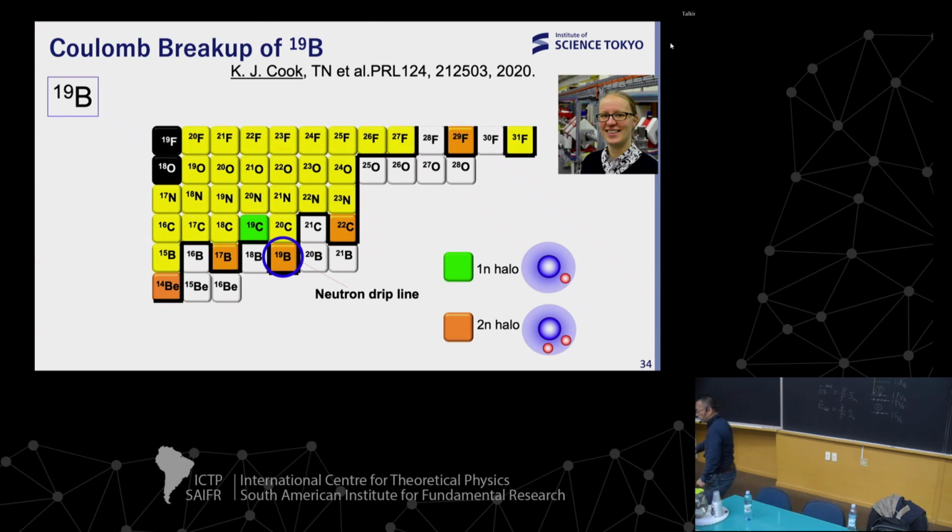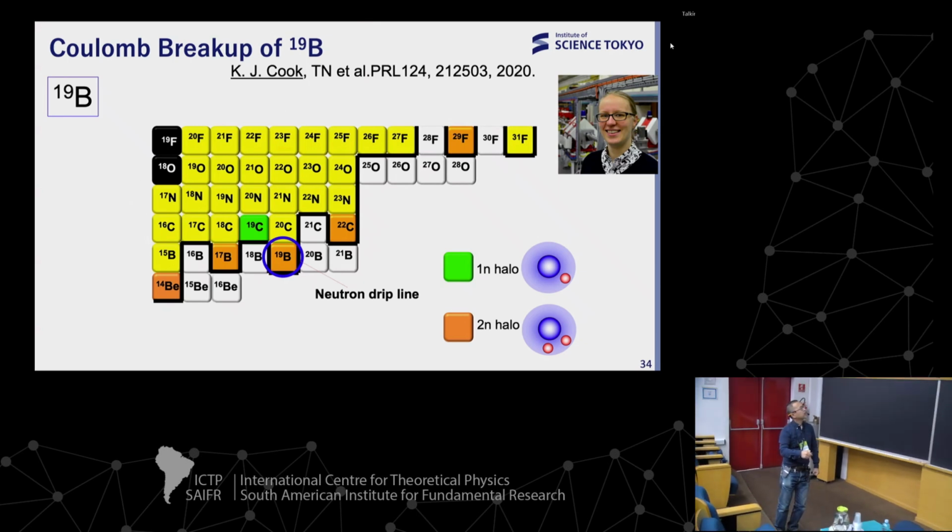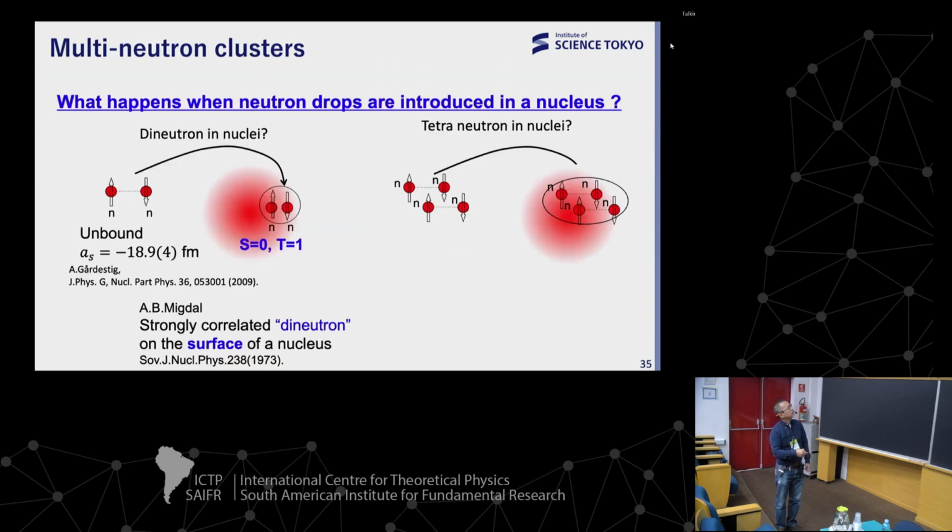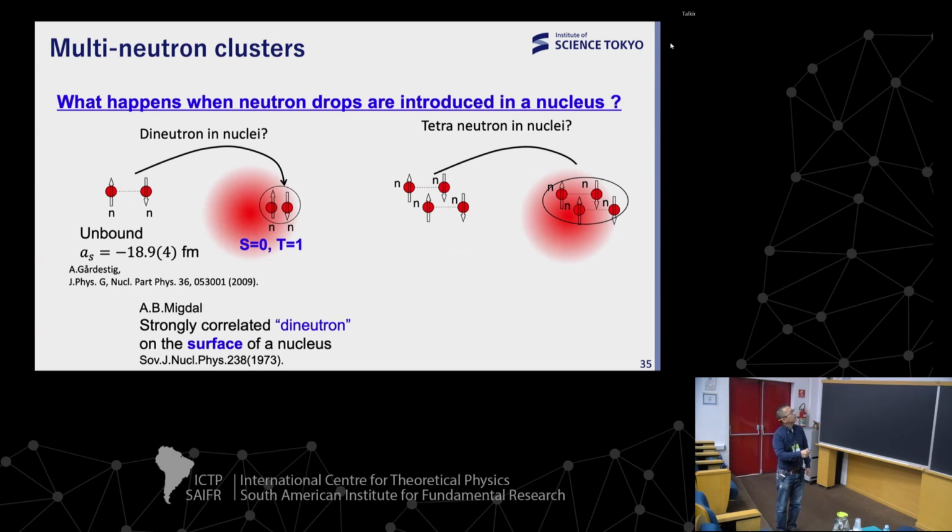Now I'd like to discuss boron-19. So boron-19 is located here. This was published nearly 5 years ago, actually. On the neutron drip line, we have boron-19. We discussed this, I think, but the question is what happens when neutron drops are introduced in the nucleus? This was discussed yesterday, but we have now 4 neutrons. What happens when 4 neutrons are in the nucleus?